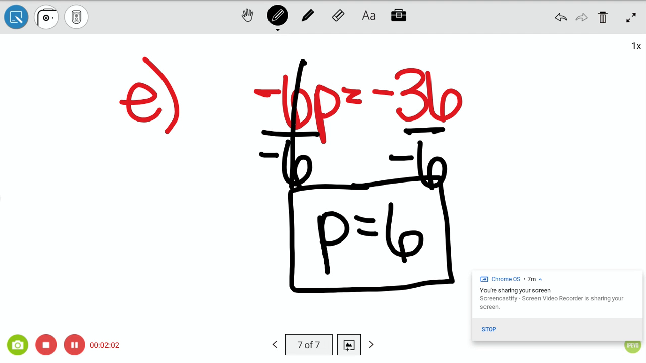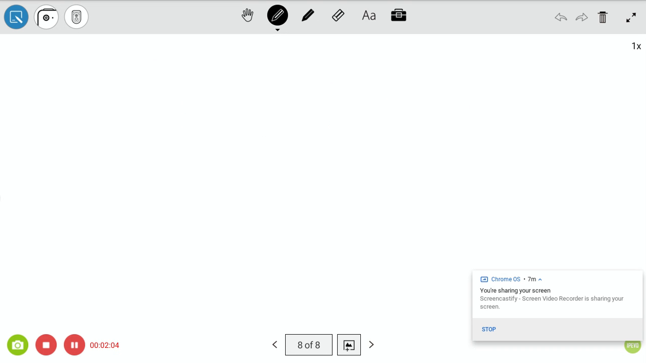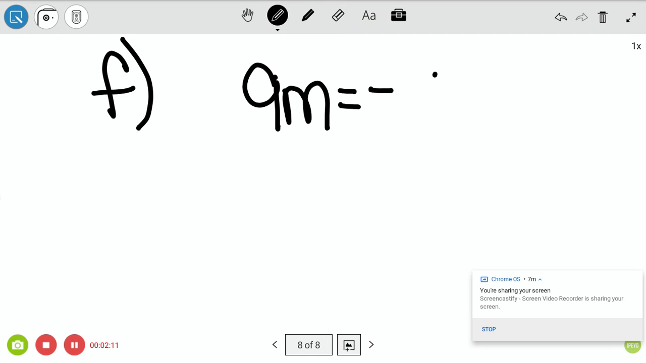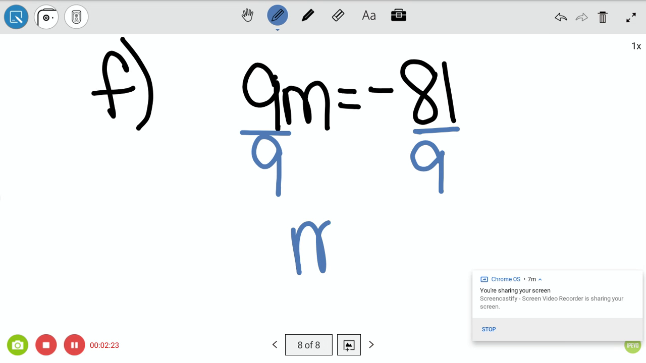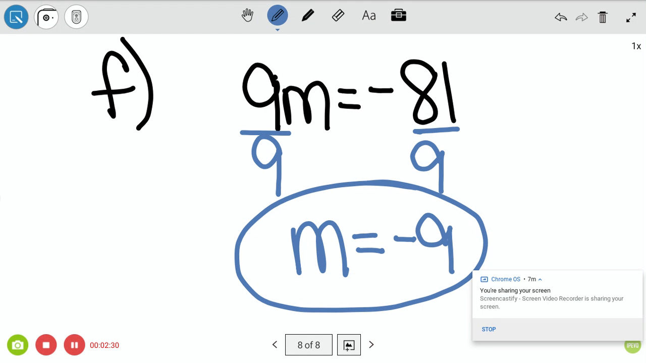All right, so I'm going to give you guys one more division example. 9m equals -81. All right, we're trying to get the variable by itself, so we got to do something with this 9. Since it's attached, you divide that, and you get a negative divided by a +9 turns into a -9. So we just have to remember those rules for division. A negative divided by a positive is a negative.